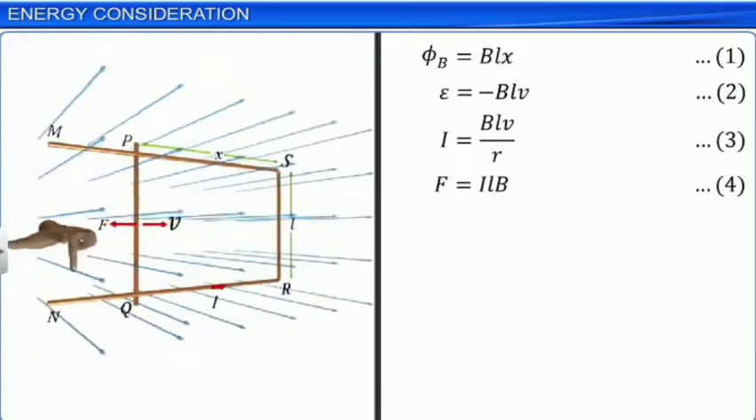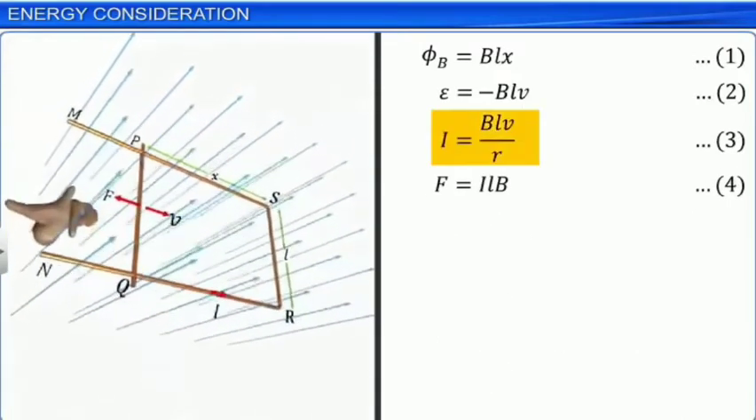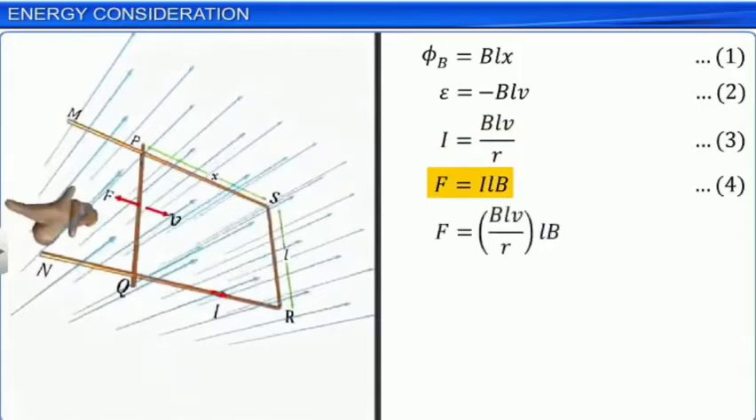On substituting equation 3 in equation 4 and simplifying, we get F is equal to B square L square v by R. Let this be equation 5. This force arises due to the drift velocity of the charges through the arm PQ that are responsible for the current and the Lorentz force on them.